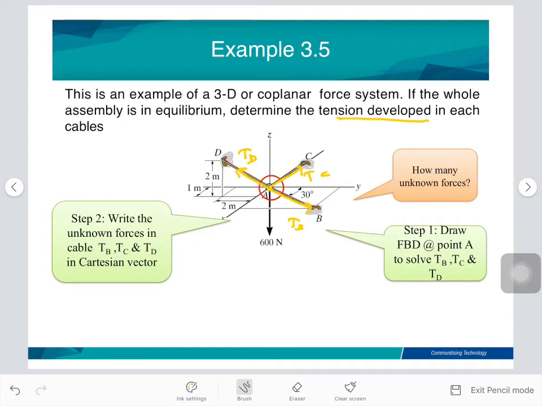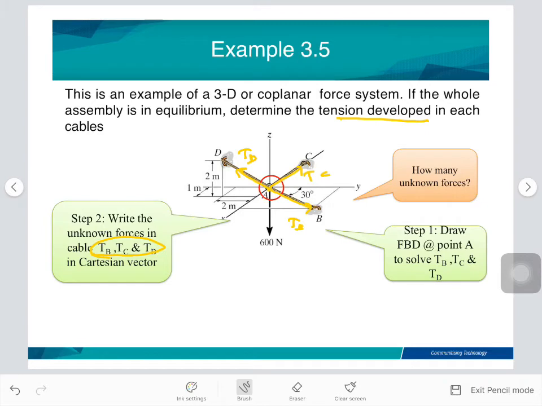So the first step, after you sketch the free body diagram, is that you need to express the forces in Cartesian. Okay, so as usual, you get the info. So what is the info given here that we can use to express the tension in Cartesian? Now TC. So what is TC in Cartesian?